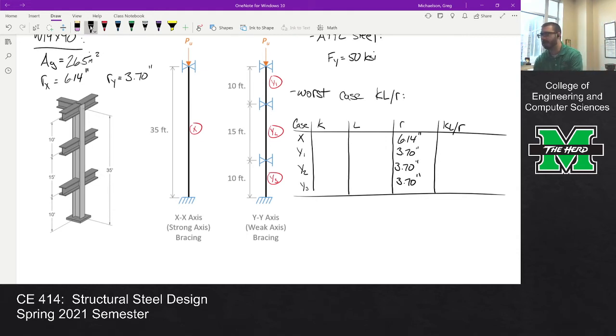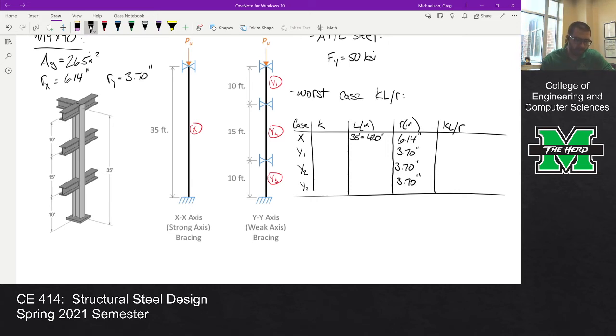Now, let's do the lengths. For the x-axis, that's 35 feet. But remember, everything has to be in consistent units. So I'm going to make a point of doing that now. I'm not sure that you necessarily have to, but I want to indicate that that's 420 inches, okay? Because we want KL over R, we want this to be in inches so that KL over R is unitless, okay?